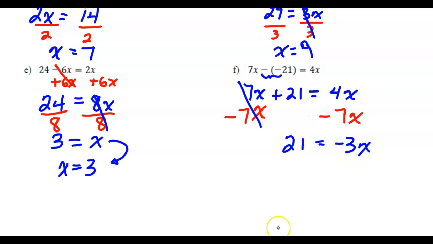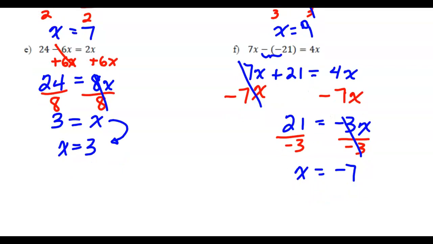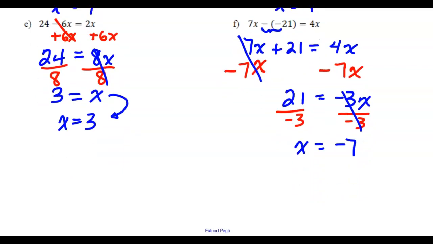And then I'll divide by -3. So I'll get x equals -7. Okay, so then switch over to the next page.